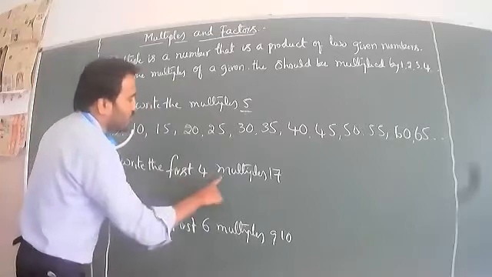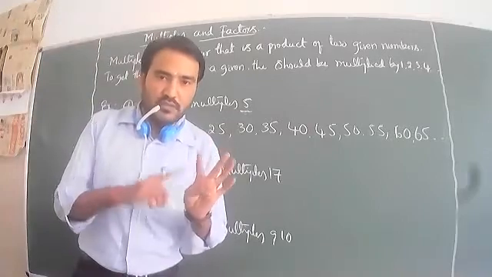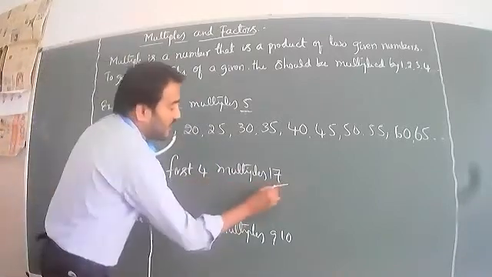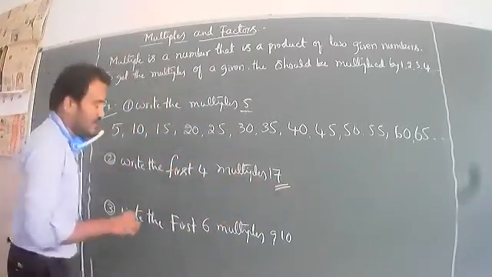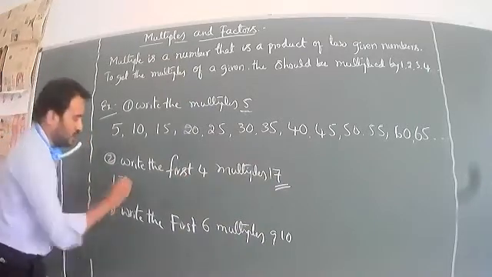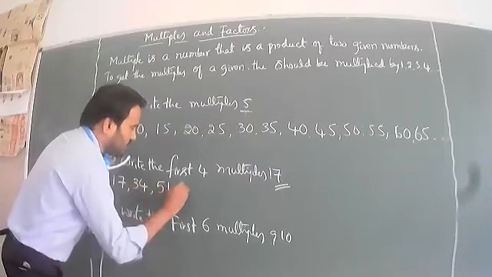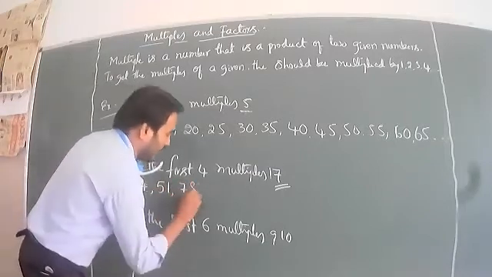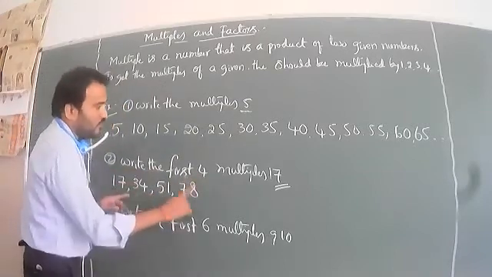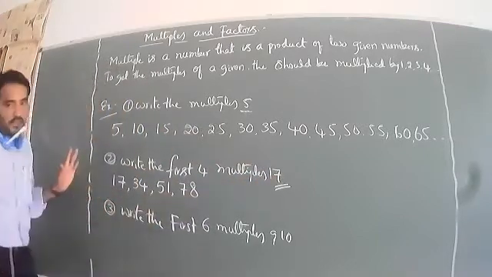Next, write the first four multiples of 17. Only four multiples: 1, 2, 3, 4 only. 17 ones are 17. 17 twos are 34. 17 threes are 51. 17 fours are 68. It asks for only 4, so write the first 4 multiples of 17.